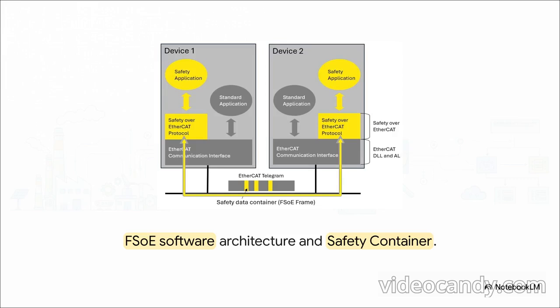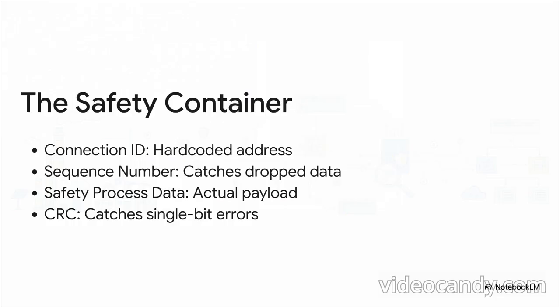Because of that tamper-proof briefcase we just talked about, which is technically called the FSoE safety container, you don't need a separate dedicated network just for your emergency stops or light curtains. Standard motor speeds and highly critical safety data actually travel together securely down the exact same physical Ethernet cable. So what makes the safety container so bulletproof that it achieves SIL 3 compliance, which is a massive industrial safety rating, by the way? It uses 4 tightly layered safeguards.